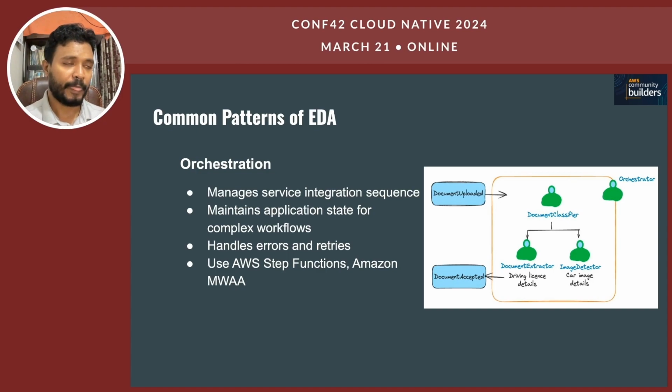For example, in the slide, you can see document processing for insurance claims. Consider the document processing bounded context within the insurance claims application. This context receives the document uploaded event, and an orchestrator service within the context first classifies the uploaded document using a document classifier service, based on the classification, I mean driver license or car image. So the orchestrator directs the workflow.